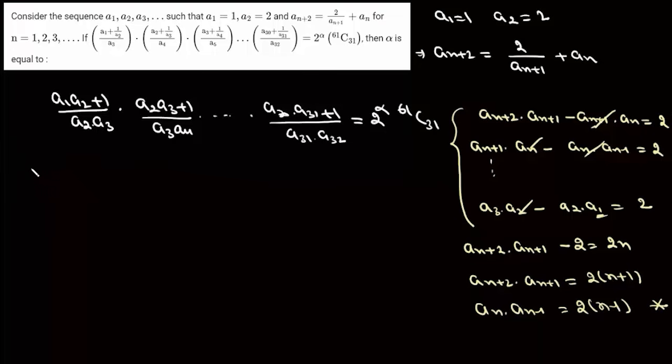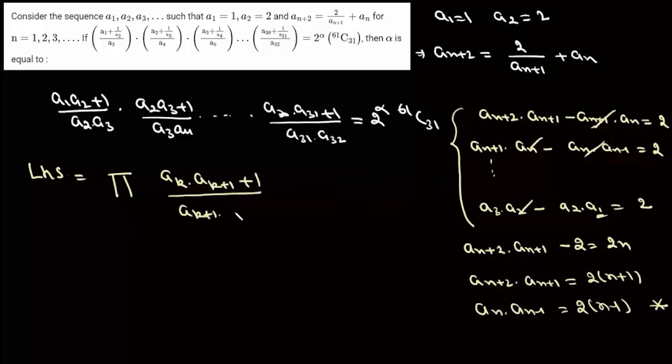Now if we look at this left hand side, we can write this left hand side as this product a_k into a_(k+1) upon a_(k+1) into a_(k+2), where the value of k varies from 1 to 30. Now a_k into a_(k+1): if you put n as k+1, we'll get a_(k+1) into a_k will be equal to 2k, and a_(k+1) into a_(k+2) will be 2k+1.